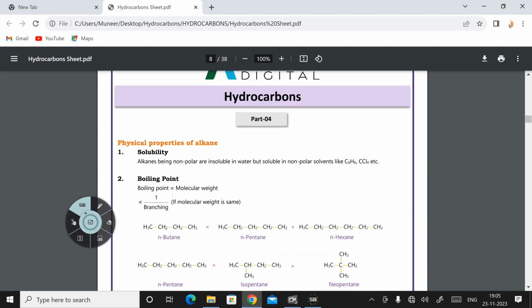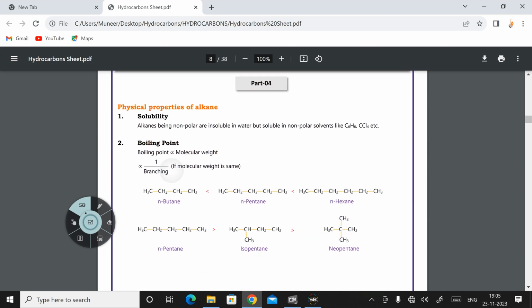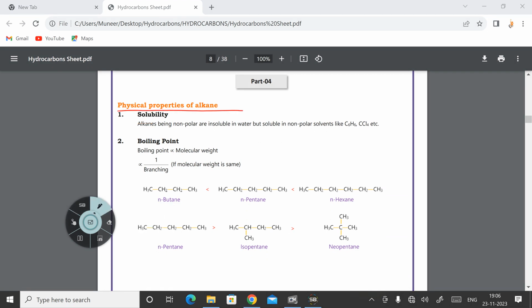And the next one is, right, very good, physical properties. Physical properties of alkanes. Now, solubility. First one, solubility. See, alkanes. First alkane is CH4. Second one, C2H6, C3H8, C4H10. Isn't it like that? All these alkanes are polar compounds or non-polar compounds? All are non-polar compounds.